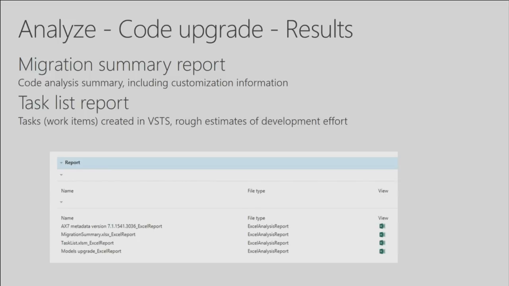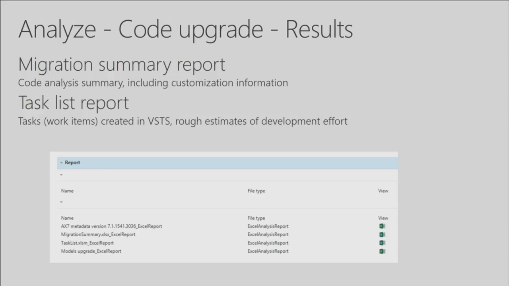The migration summary report is a code analysis. It tells you how many customizations you have and how much overlaying you do. It gives you an idea about your form patterns. It's basically a good summary of your custom code and how it looks. Another useful report is the task list, which lists all the remaining manual tasks that you have to go through, usually in your development environment, to complete the upgrade process.